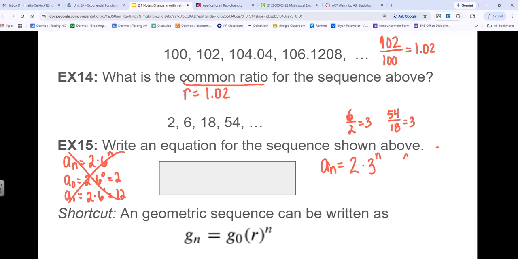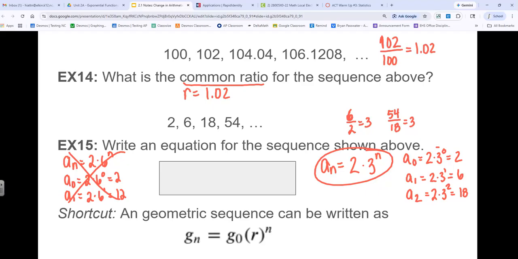So if I plug these in, if I do a sub 0, 2 times 3 to the 0 power, 3 to the 0 power is just 1, so that's 2. If I do a sub 1, 2 times 3 to the first power would be 6. That's the next number I'm supposed to get. If I do a sub 2, I would have 2 times 3 to the second power. You've got to square that 3 first, which is 9. Multiply that by 2, which gives you 18. Beautiful. This is it for that one.